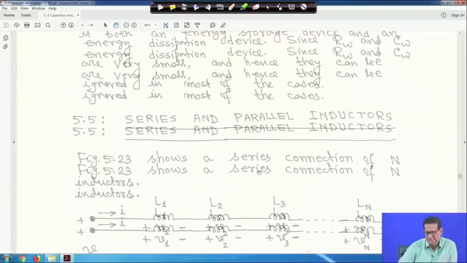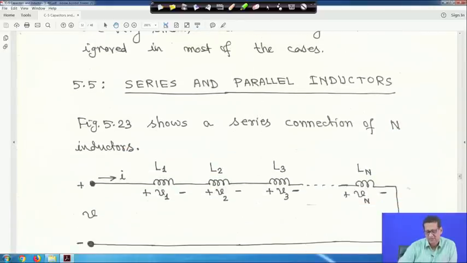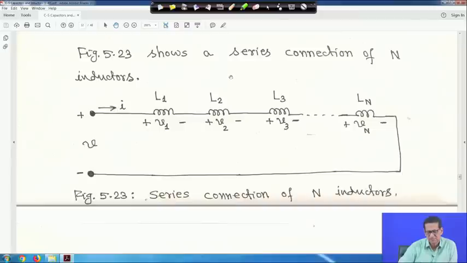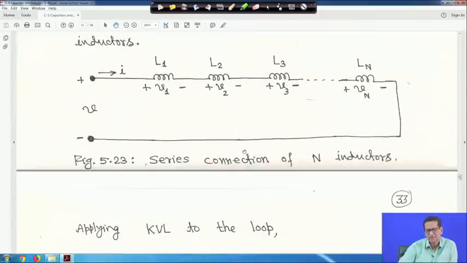Next is series and parallel inductors. Figure 23 shows a series combination of n inductors, where voltage V is applied, and L1, L2, L3 up to Ln are all connected in series. The current flowing through them is I, the voltage across L1 is V1, across L2 is V2, and like this, across Ln is Vn. So, this is a series connection of n inductors.